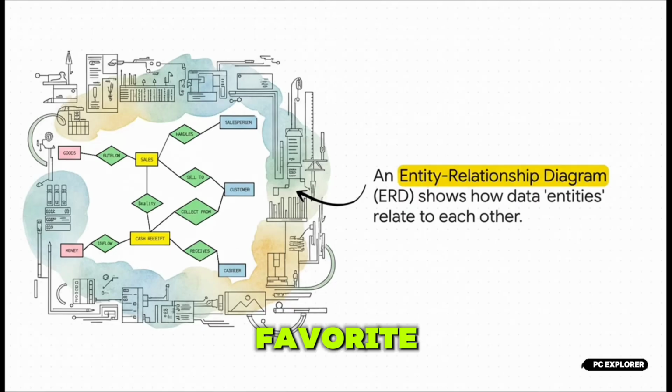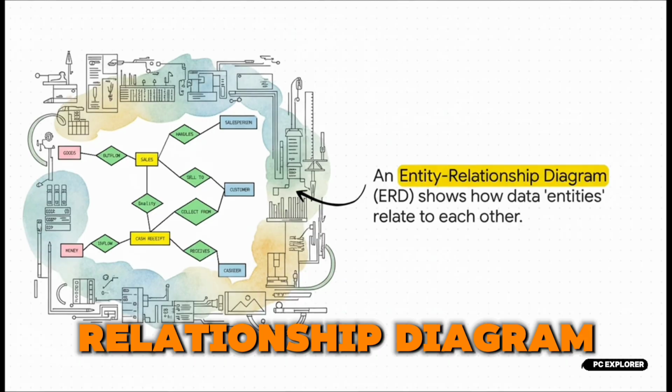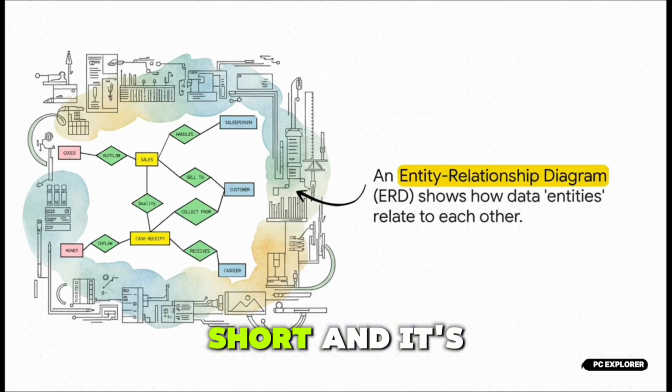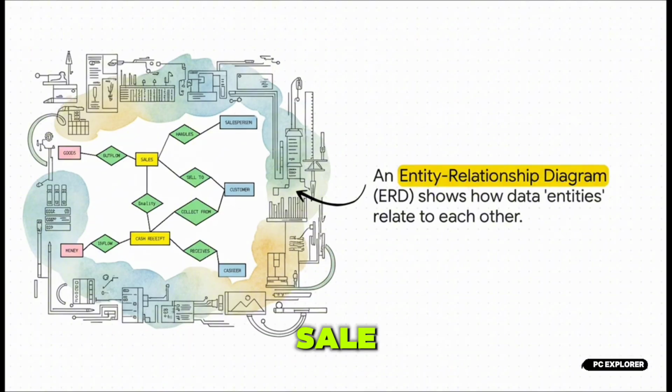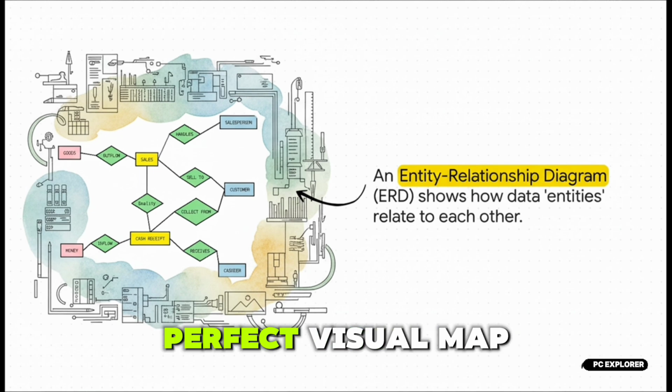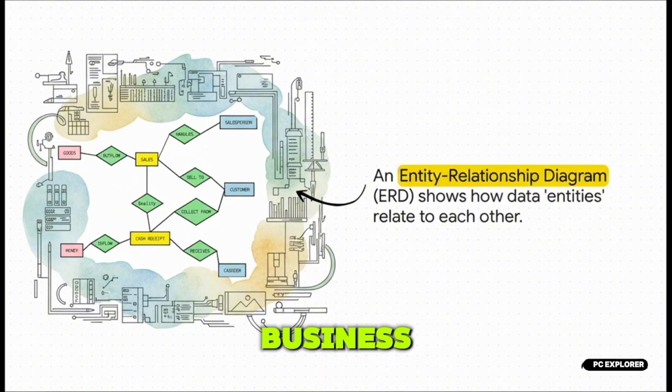Now, the architect's favorite tool here is called an Entity Relationship Diagram, or ERD for short, and it's simpler than it sounds. Think of the entities, the rectangles, as nouns: a customer, a salesperson, a sale. And the relationships, the diamonds, are the verbs. A salesperson handles a sale, which is sold to a customer. This simple diagram gives you a perfect visual map of the core logic of the business.